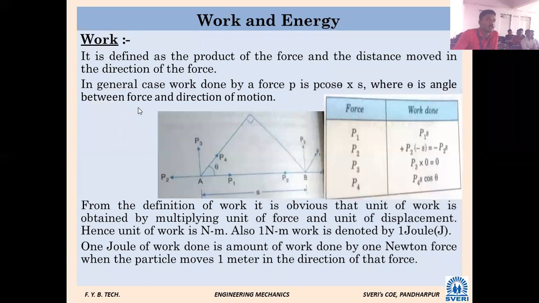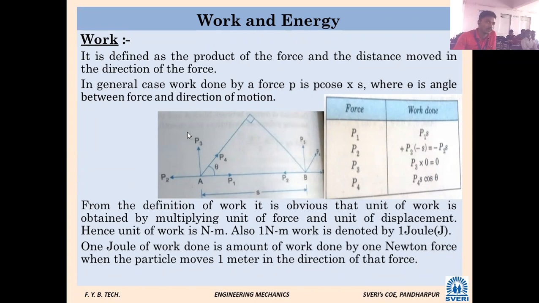First thing you should remember, work done is equal to force into displacement. If there is one body and a certain force is applied on that body and that body gets displaced from one place to another place, then work done by that force on the body is given by force into displacement. Okay, so we will see.